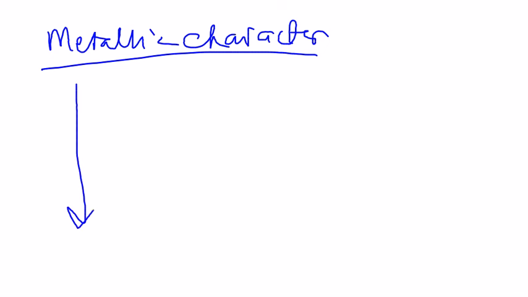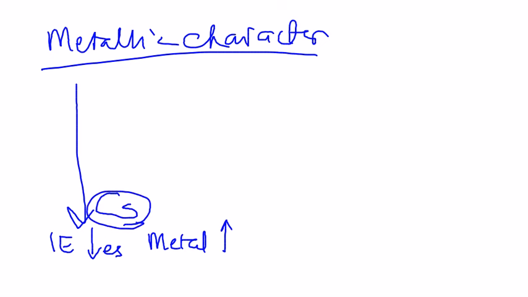So recall from class that as you go down in a group, the ionization energy decreases because the effective nuclear charge on the valence electron is decreasing, and hence not as much energy is required, and the metallic character will increase. So the tendency to behave like a metal is going to increase. So the best metal that you will find will be cesium. Bottom left-hand corner is the best metal.